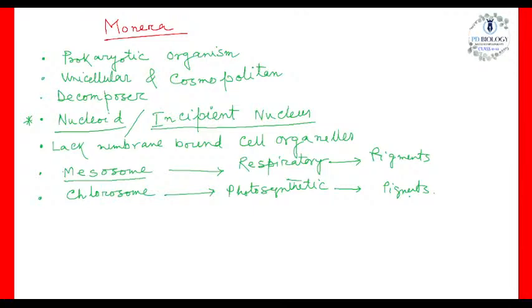Chlorosomes are present in some autotrophic bacteria. So the chlorosome is present in the green sulfur bacteria. Very, very important. Keep it in mind. Mesosome, respiratory pigment; chlorosome, photosynthetic pigments, and chlorosomes are present in the green sulfur bacteria.